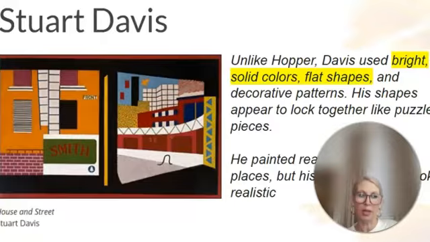Stuart Davis used bright, solid colors, flat shapes, and decorative patterns. His shapes can appear to lock together like puzzle pieces. Davis did paint real objects and places, but his paintings don't necessarily look realistic.